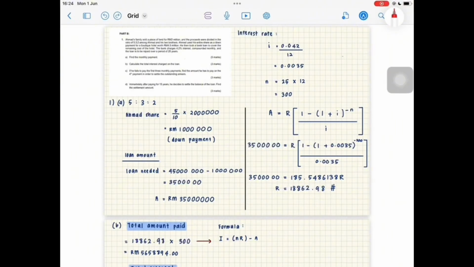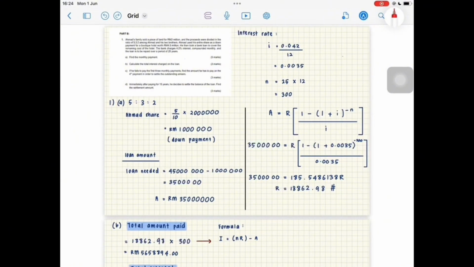For question 1A, we have to find the monthly payment. This is how you find it. Why do I take 5 over 10? Because it is already mentioned in the question that 10 is the total of these three. Then we got the down payment. Next, we have to find the loan amount, which is already mentioned in the question: a boutique hotel worth 4.5 million. Then we minus it with the down payment, and we got it.